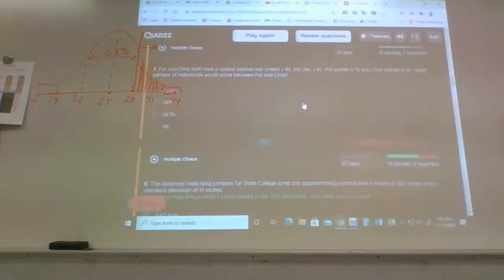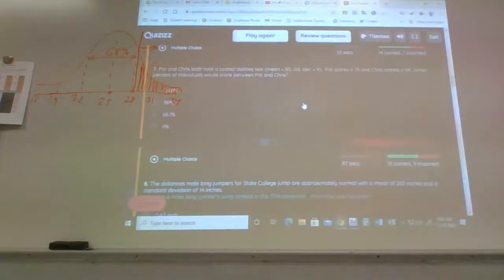Anyway, Pat and Chris took a spatial abilities test. Pat scored 76. Oh no, you guys did actually pretty decent on this. 14 correct, 7 incorrect. And what percent of individuals would score between Pat and Chris? This is a pretty straightforward one, where Pat and Chris are acting as the lower and the upper limit, and they give you the mean and the standard deviation. So let me type this in, and then I'll flip my screen over so you can see it.